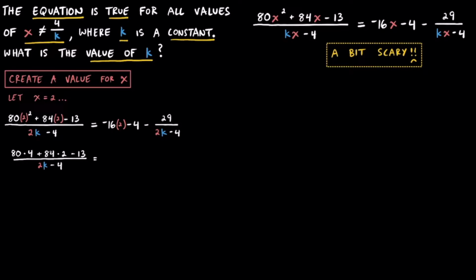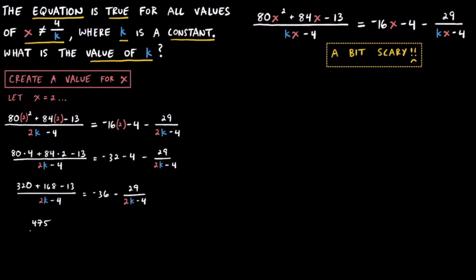On the right side of the equation, we have negative 16 times 2, which is negative 32, and then minus 4 minus 29 over 2k minus 4. And if we multiply 80 times 4 and 84 times 2 on the left, we're going to get 320 plus 168 minus 13 over 2k minus 4. And to the right, if we subtract 4 from negative 32, we'll get negative 36 minus 29 over 2k minus 4 to the right side of the equation.